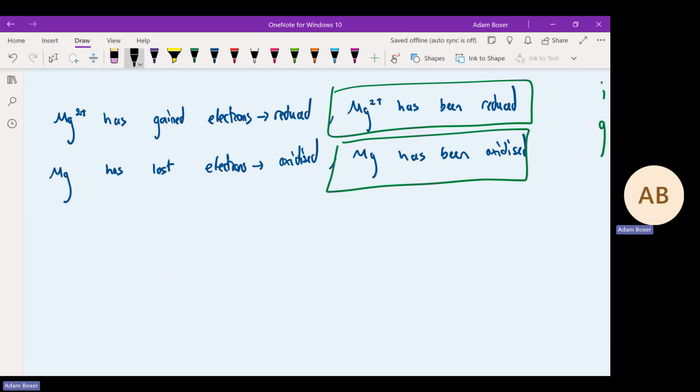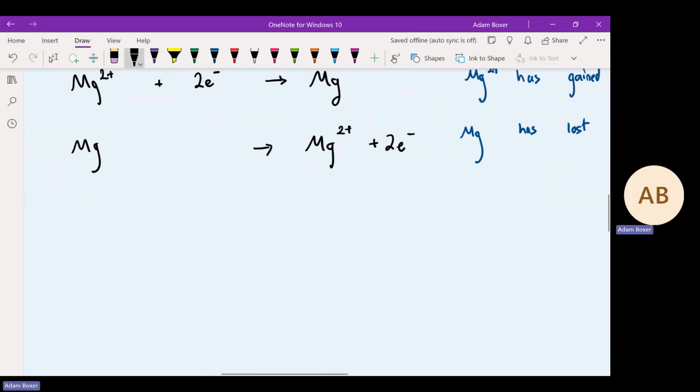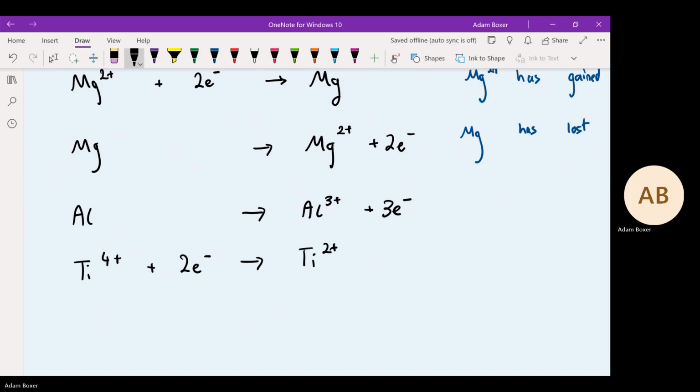Try 2 more for me. And these are exactly the sentences we're going to write. Try this one first, try that one, and try the one that we looked at before. Try those 2.